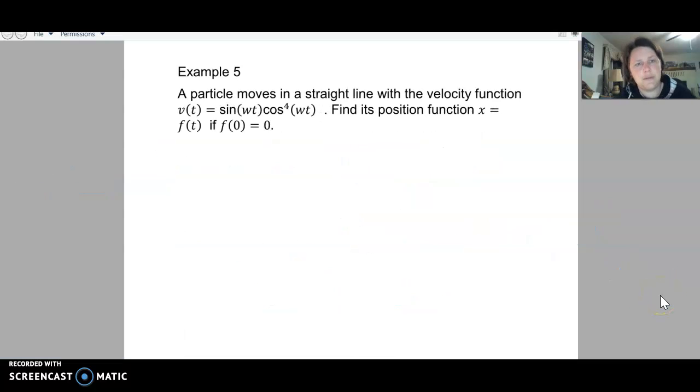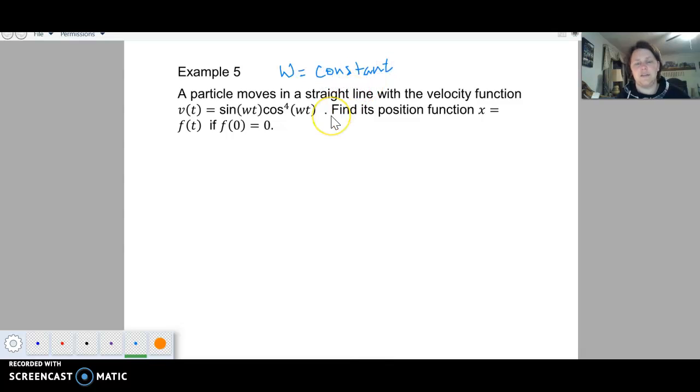Okay, so example number 5 is a particle moves in a straight line with velocity function v of t equals sine wt cosine to the 4th wt. Now w is a constant, so we're going to treat w like a constant. We are not going to find what w equals. It's going to be in terms of w. Find its position function, x equals f of t. So x equals f of t, and that's our position function.